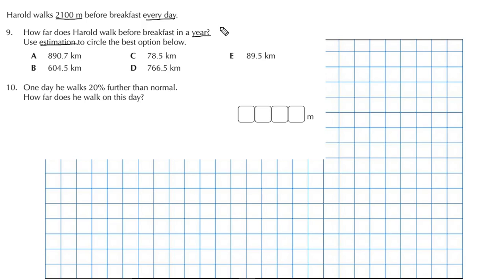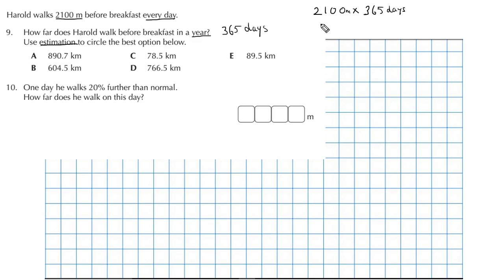Now a year is 365 days. So if we were going to calculate this without estimation, we would do 2,100, which is the meters, multiplied by 365 days. So it would be 2,100 times 365.